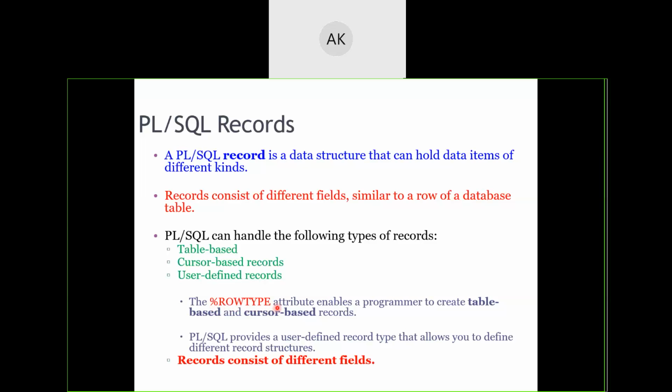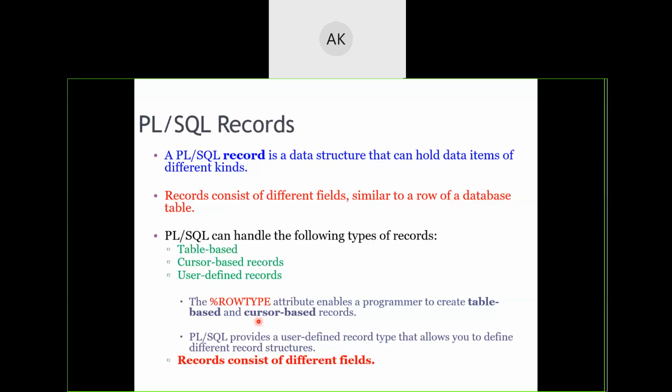So the %ROWTYPE attribute enables the programmer to create table-based or cursor-based records. What is a cursor? We'll learn later on. It's not the pointer which I am moving, not the cursor we use for the mouse pad. A cursor here is a pointer used by the Oracle server to signify the current row being accessed in the table.